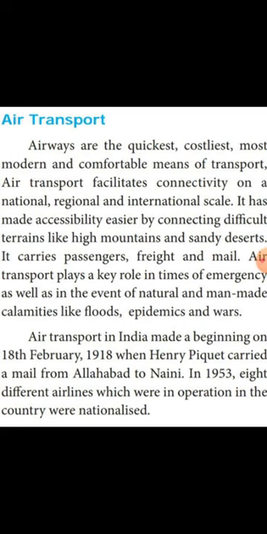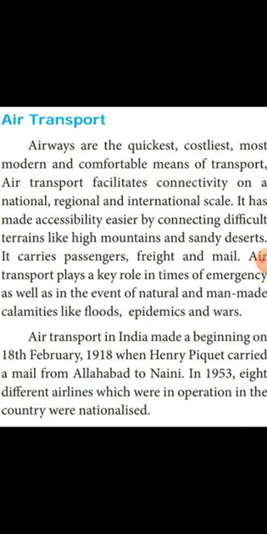Students, listen here. The airways are the quickest, costliest and most modern and comfortable means of transport. Quickest means we can quickly move from one place to another place. Costliest means if you travel by air transport, we spend more money. Most modern and comfortable means we get comfortable transportation.